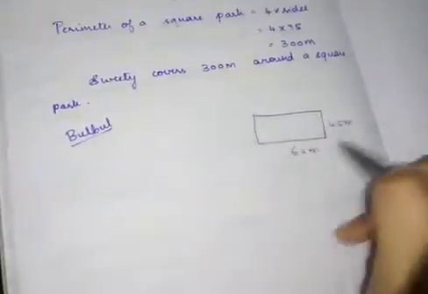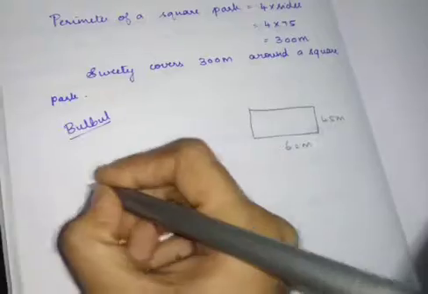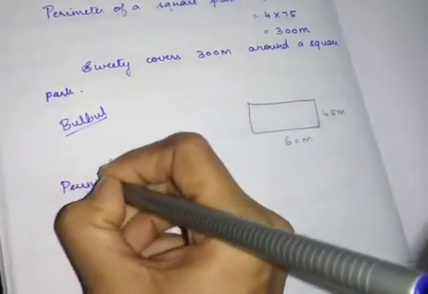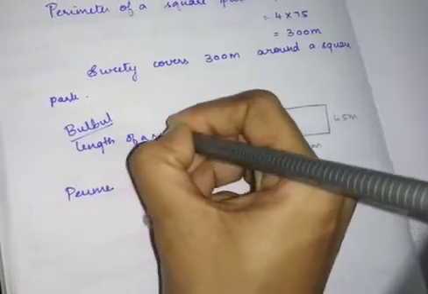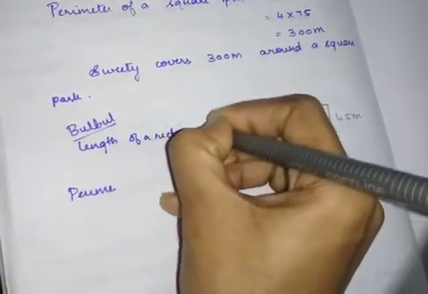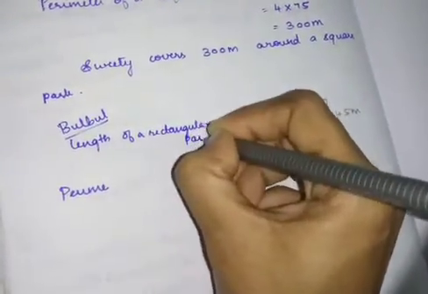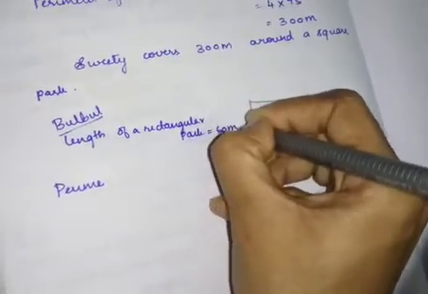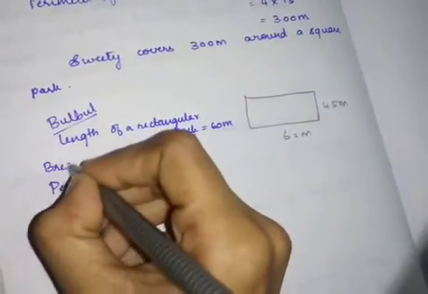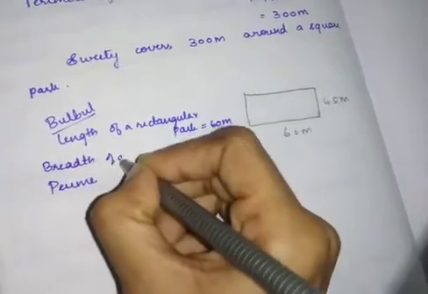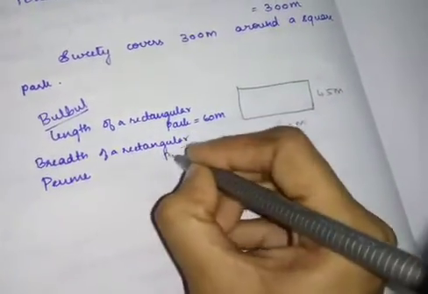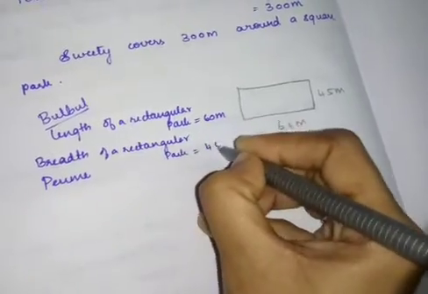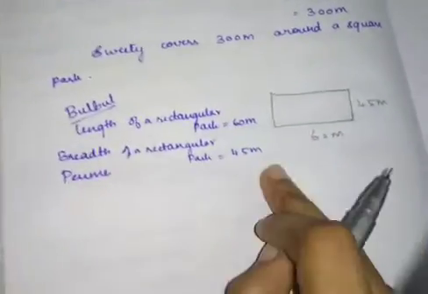So when he is covering the rectangular park, what is the actual meaning? First you write here: the length of the rectangular park is what? 60 meter. Then the breadth of the rectangular park is what? 45 meter, right? Length is given, breadth is given.